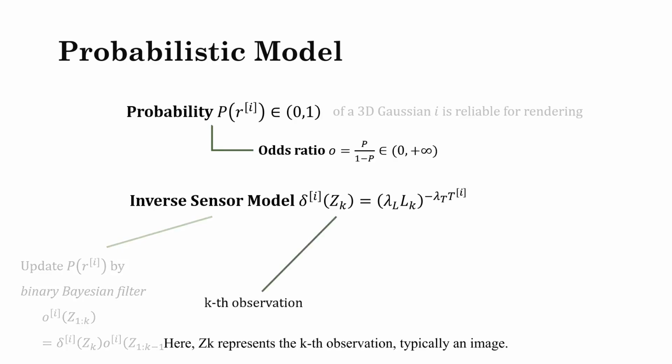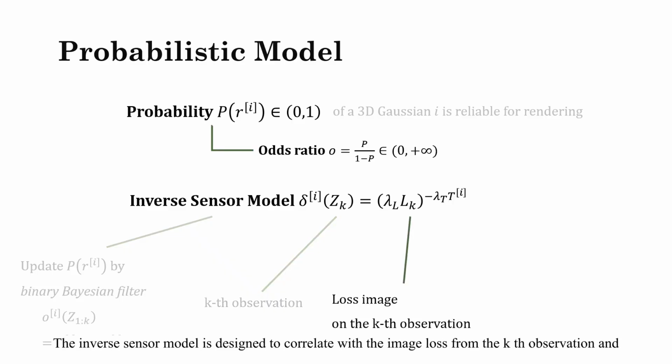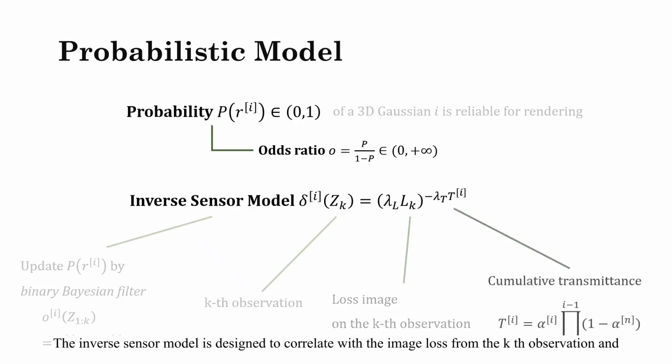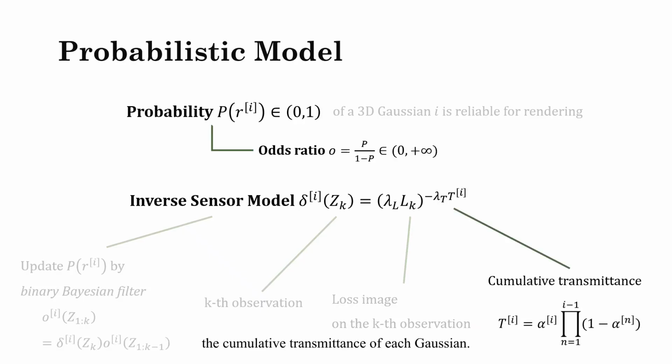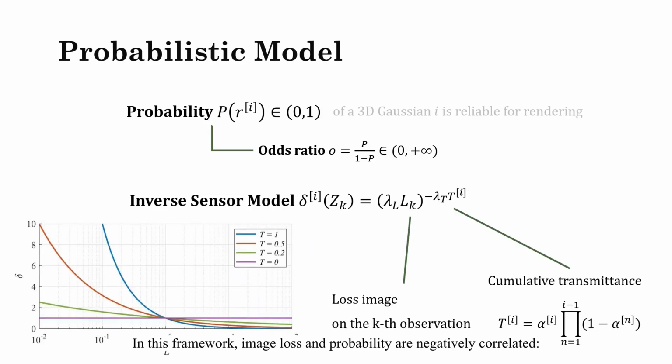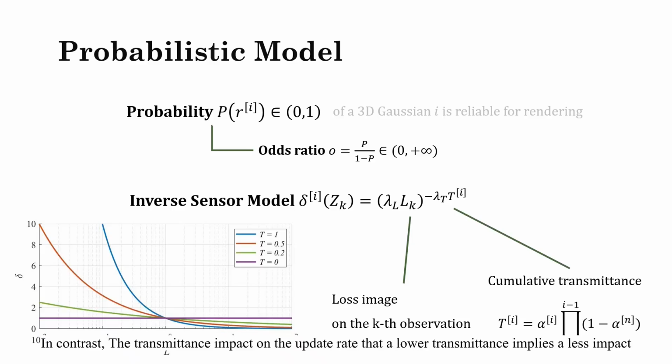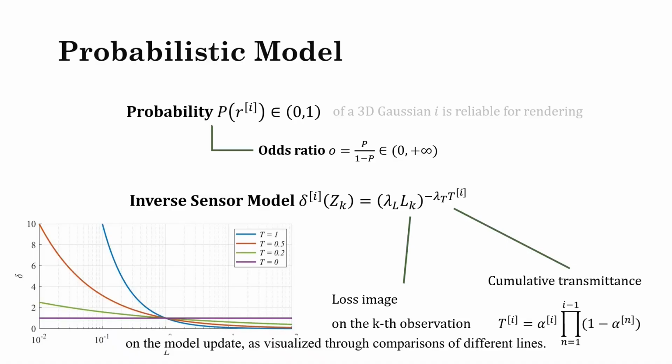Here, C_k represents the kth observation, typically an image. The inverse sensor model is designed to correlate with the image loss from the kth observation and the cumulative transmittance of each Gaussian. In this framework, image loss and probability are negatively correlated. Lower loss corresponds to higher probability. In contrast, for the transmittance impact on the update rate, a lower transmittance implies less impact on the model update, as visualized through comparisons of different lines.